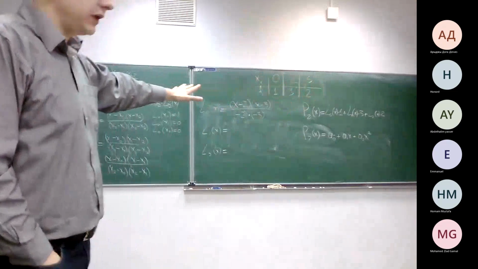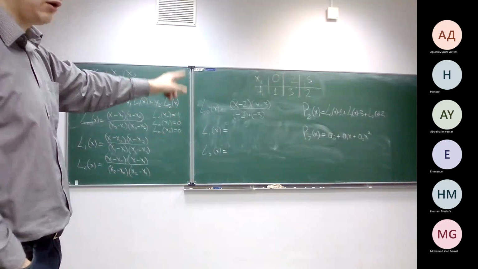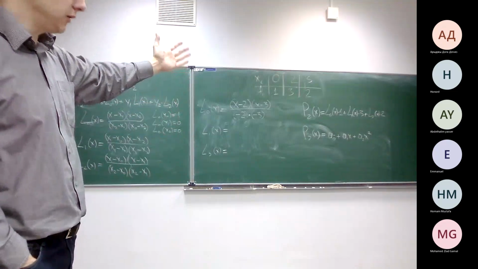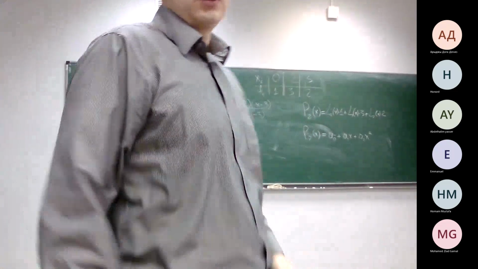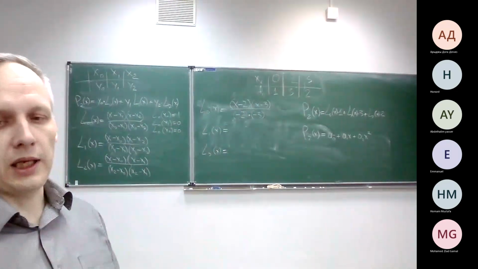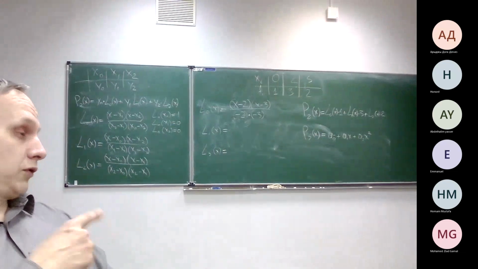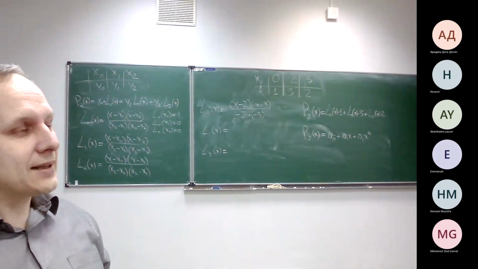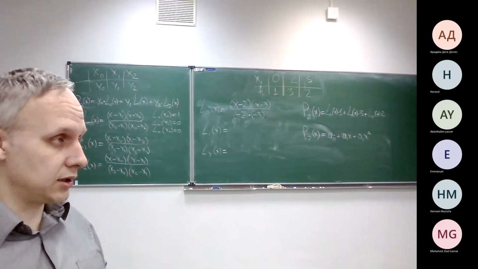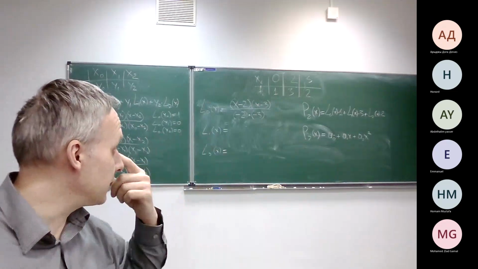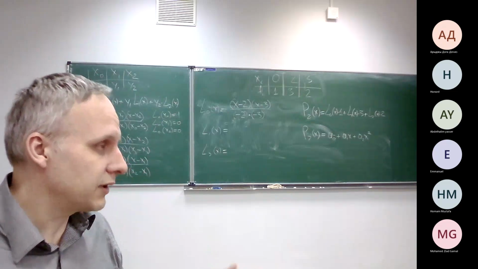I ask you to finish these computations at home as a home task. Write a polynomial of degree 2 that interpolates this data. And next week we continue from this point. We discuss the error of interpolation. Because to write an interpolating polynomial is not the end.